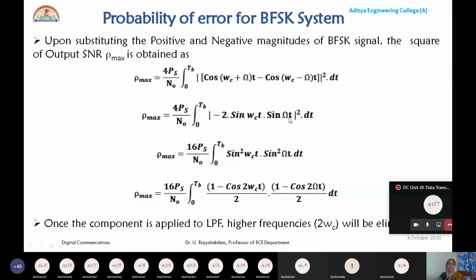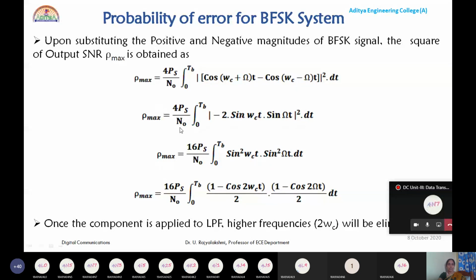2 sin A sin B. But here you have cos(A plus B) minus cos(A minus B). So that's why you can write it as minus 2 sin A into sin B. Okay, we have magnitude square. That's why, as usual, I kept the magnitude square into dt.